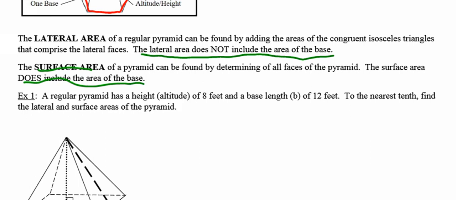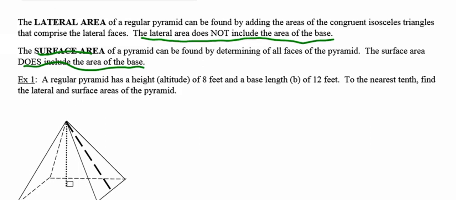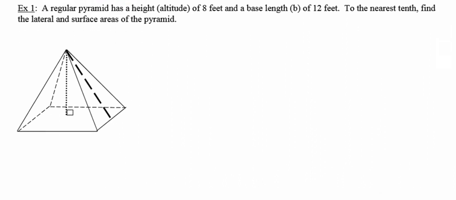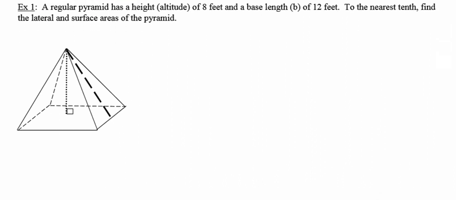All right, so let's go ahead and put all these ideas together and solve a problem. They give us this regular pyramid, and they tell us that the height or the altitude of this regular pyramid is 8 feet, and the base length is 12 feet. They want us to find to the nearest tenth the lateral and surface areas of the pyramid.